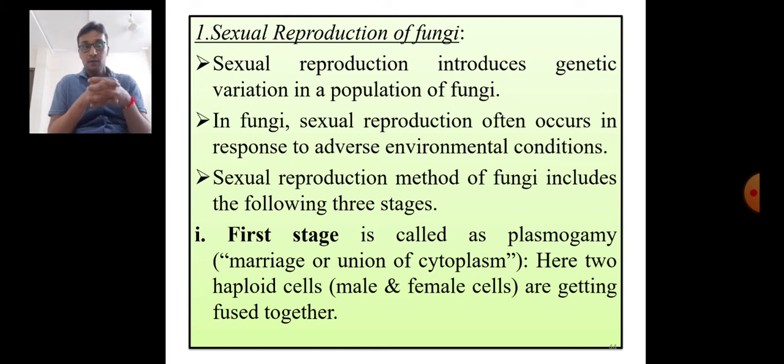Note that the first stage is plasmogamy, which represents the marriage of two cytoplasm, or we can say the marriage of the two haploid cells, one male haploid cell and another female haploid cell. They are getting fused with one another, and that's why it is called the marriage of two haploid cells or marriage of two cytoplasm. This was the first stage, plasmogamy.